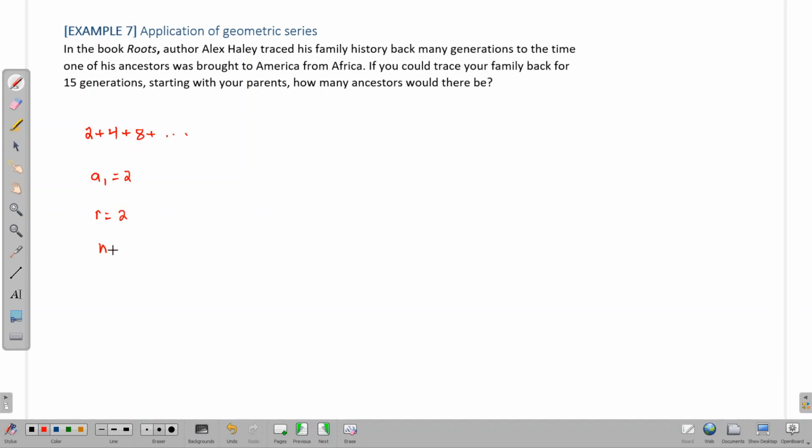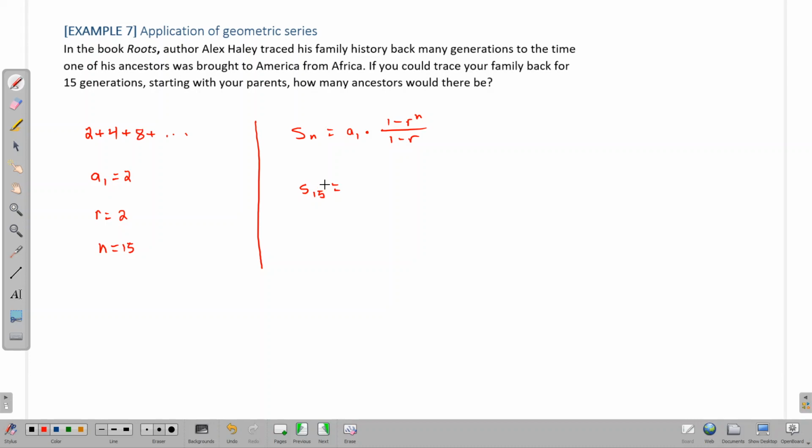We're trying to find the total. So the key is total, which means we're going to use the SN formula. So we want to go back 15 generations. Okay, so SN is A1 times 1 minus R to the N over 1 minus R, and we just plug everything in that we found. We're doing S15, sum of the first 15 terms, because you want the total. You're not looking for how many are in the 15th generation. You want the total, all of them together.